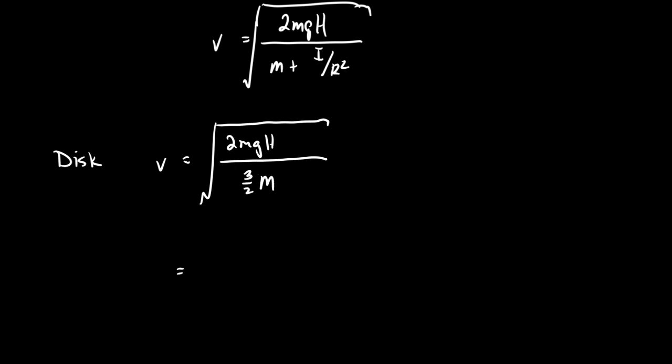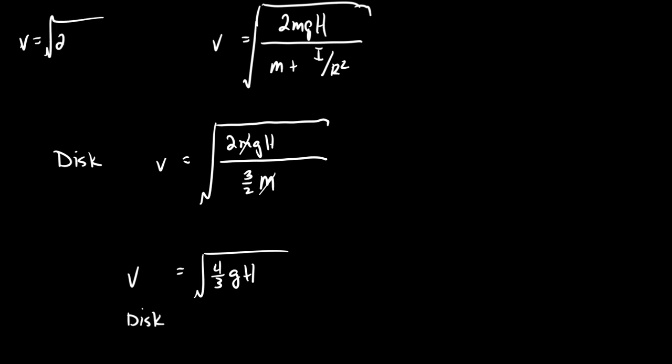I'll give you guys a second if you're trying to write a logical progression. I don't want you to miss that, but I'm going to cancel the m's now. And I'm going to get rid of my compound fraction by multiplying both top and bottom by 2/3. And get the square root of 4/3 gh. Right? This is the result for a disk. Again, compare it with just sliding down. If it was just sliding down with no friction, square root of 2gh. Rolling down, square root of 4/3 gh. It's slower. We kind of expected that.